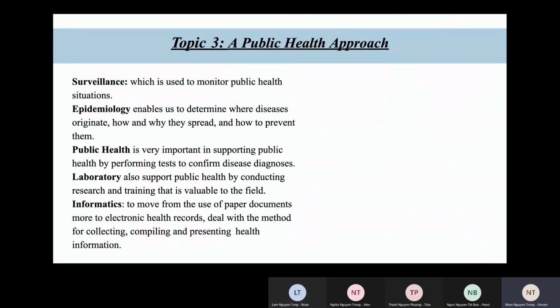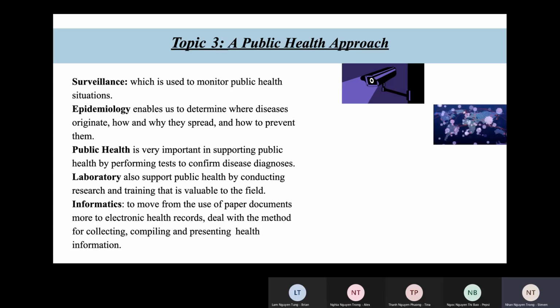So the next topic is the public health approach. The first term is surveillance, which is used to monitor the public health situation. The next one is epidemiology, which enables us to determine where diseases originate, how and why they spread, and how to prevent them.